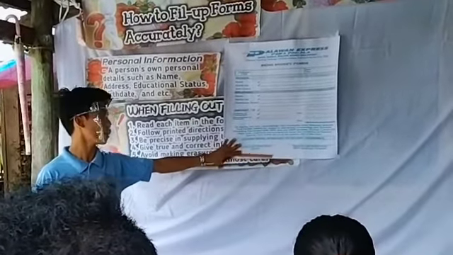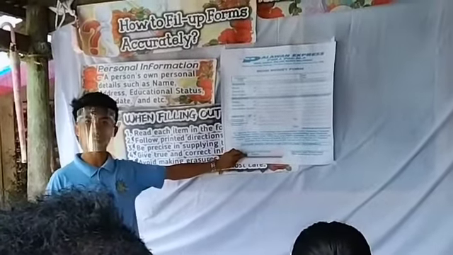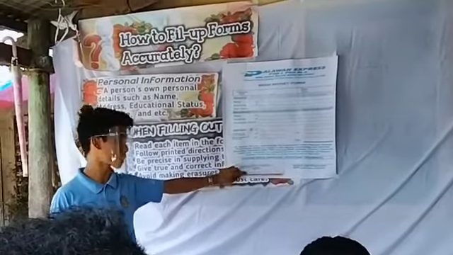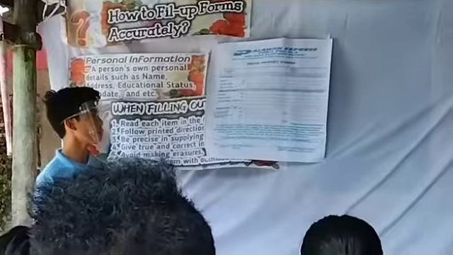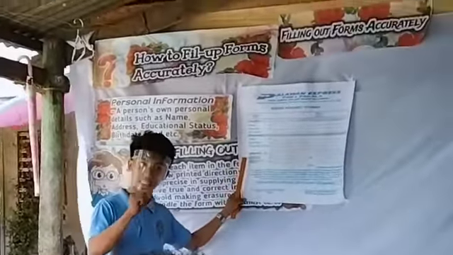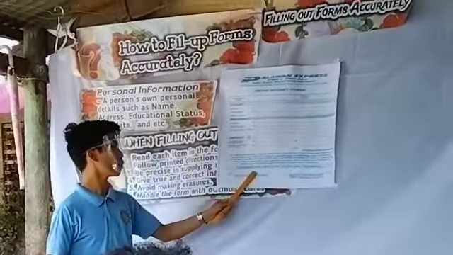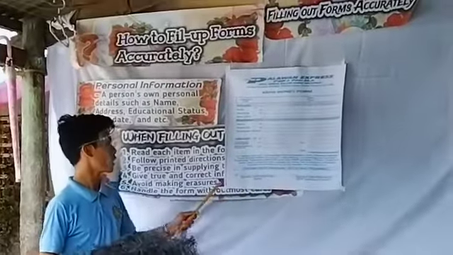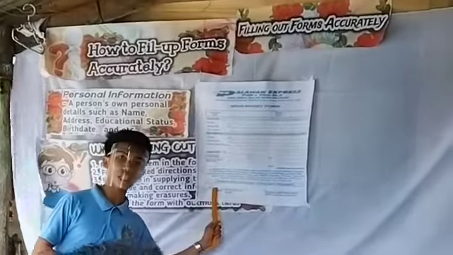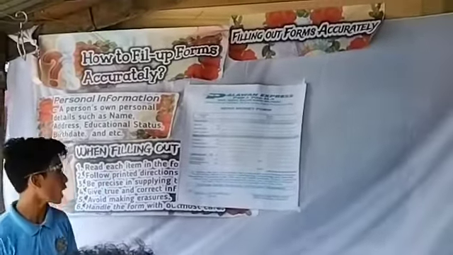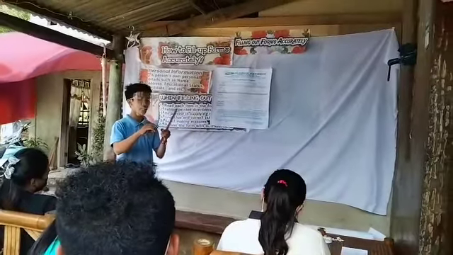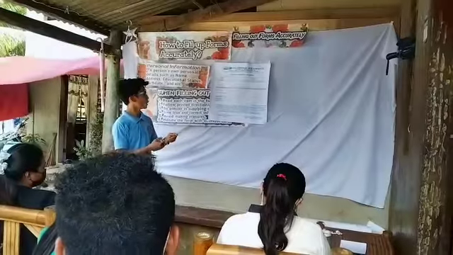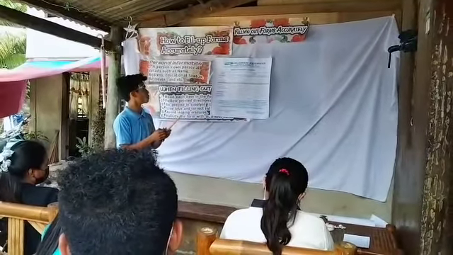This is the thing most commonly asked in forms. What is that? Signature over printed name. When we say signature, that is only the sign. And when we say over printed name, the first thing we do is to fill up the name. Let's try this. We're going to fill up this form.